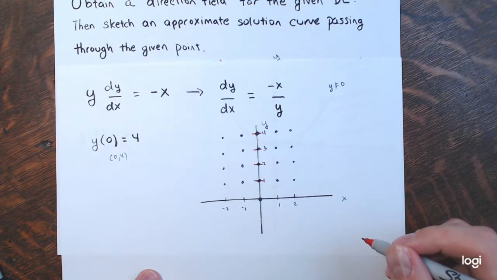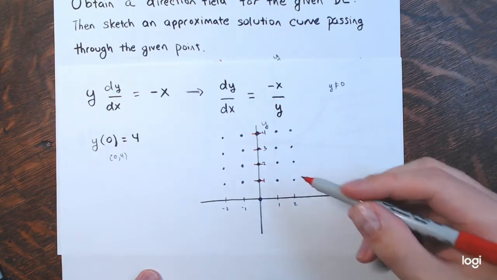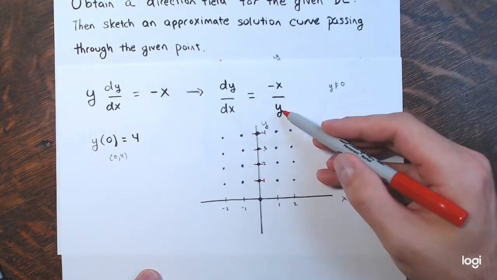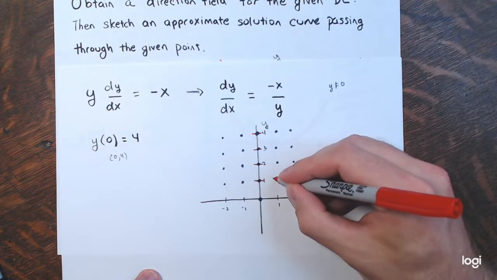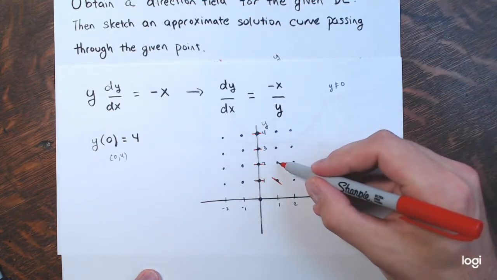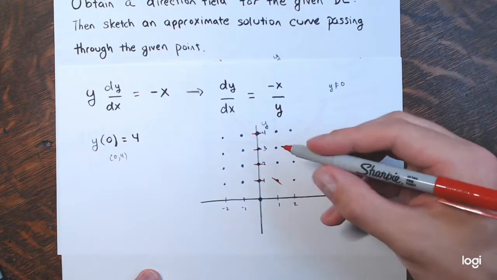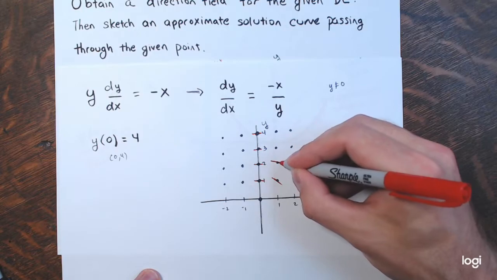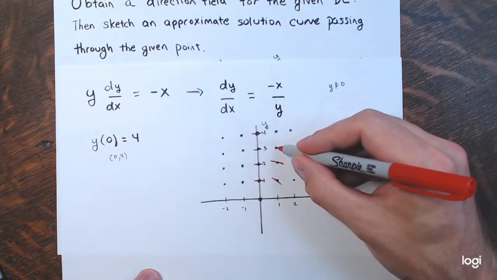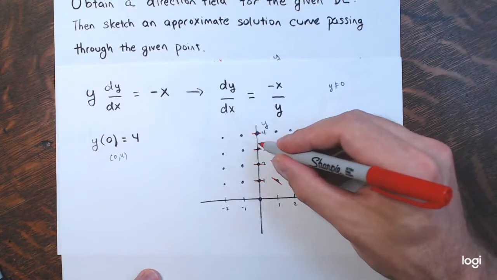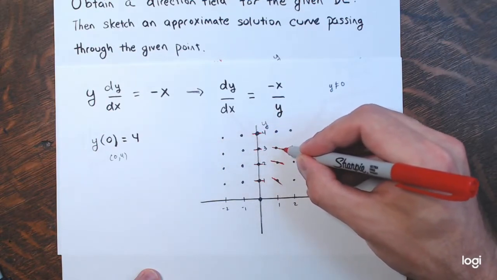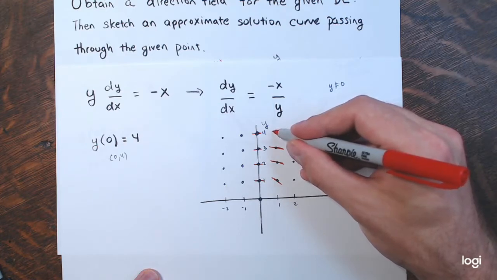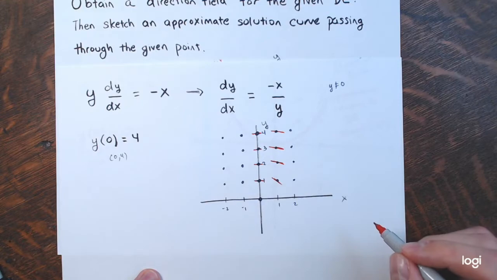Little horizontal lineal elements. Then for these points, point 1, 1, if x is 1 and y is 1, you have a slope of negative 1. So a slope of negative 1 here. 1, 2, you'd have a slope of negative 1/2. All right, so a little flatter. So maybe like that. Here you'd have a slope of negative 1/3. So even flatter. Here you'd have a slope of negative 1/4. So even flatter still, but not totally flat.